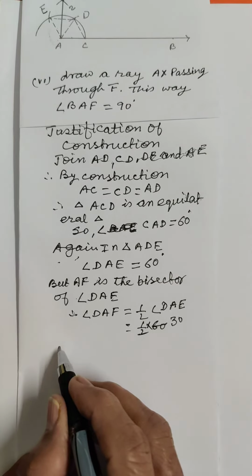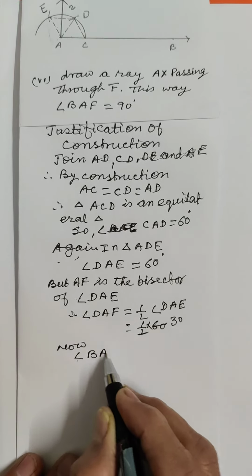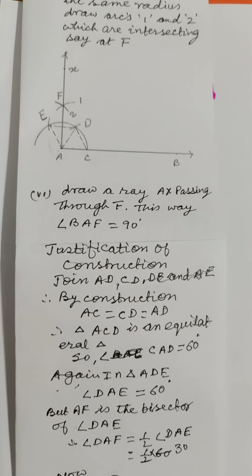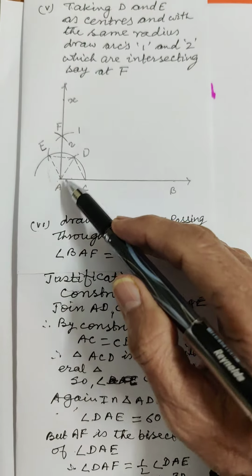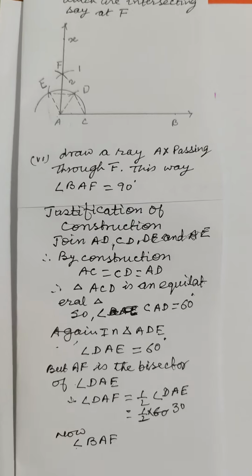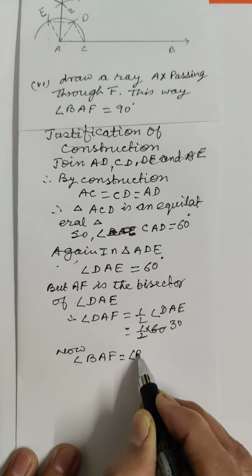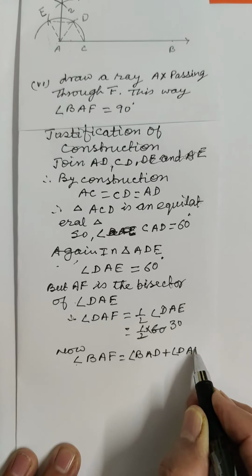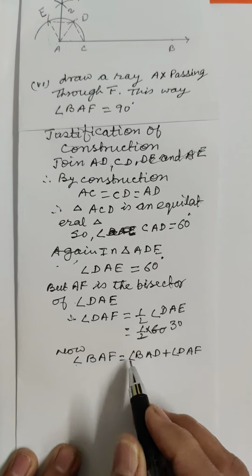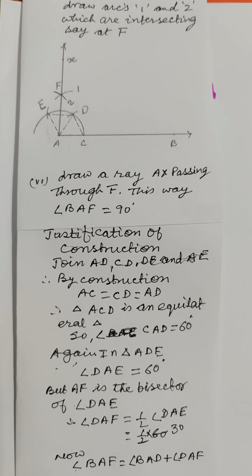But angle BAF, which is 90 degree, this angle BAF is equal to angle BAD plus angle DAF, and BAD is 60 degree. BAD we have written as 60 degree. So BAD is 60 degree.